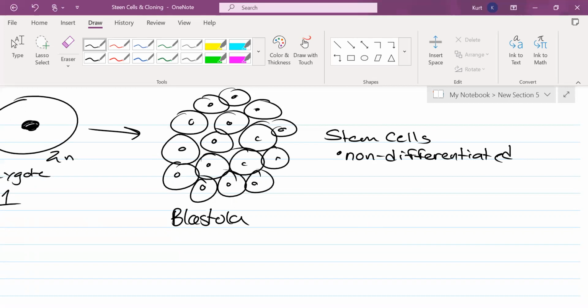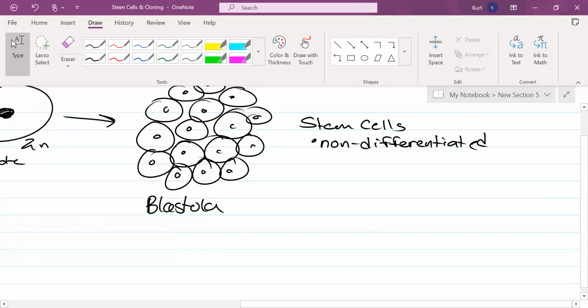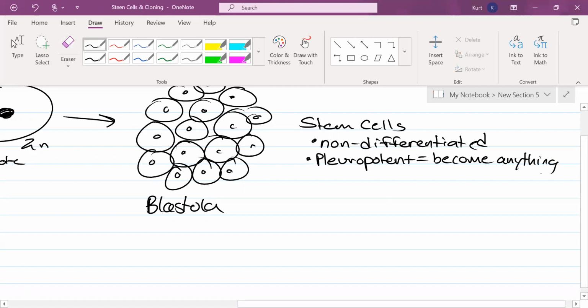But is the function of a blood cell different than a lung cell? Yes. All right. So these stem cells are non-differentiating. We call that, and what they also are, pluripotent. Pluripotent means they can become anything. They can become brain, they can become bone, they can become blood or lung or liver, kidney, you name it, stem cells can be it.